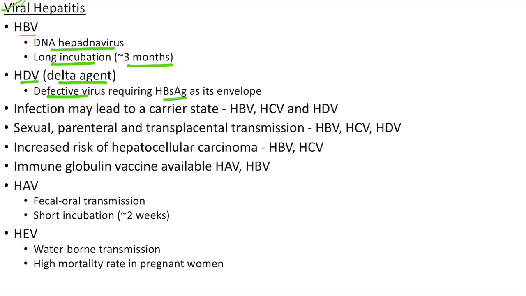The infection may lead to a carrier state in case of hepatitis B virus, HCV and HDV. All these three spread by sexual, parenteral and transplacental transmission. There is risk of hepatocellular carcinoma in case of HBV and HCV infection. Immune globulin and vaccine are available for HAV and HBV.